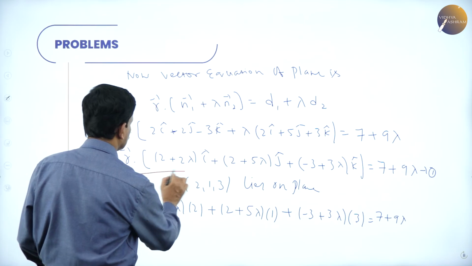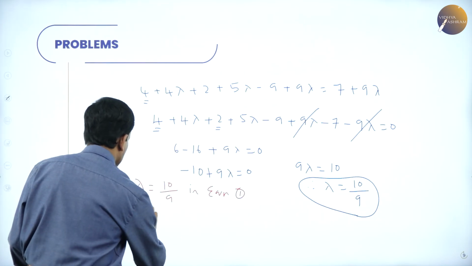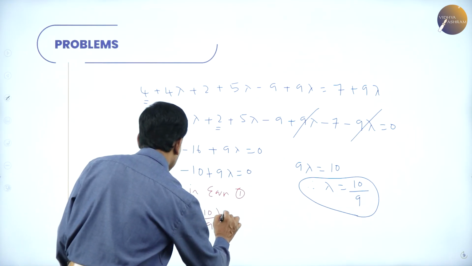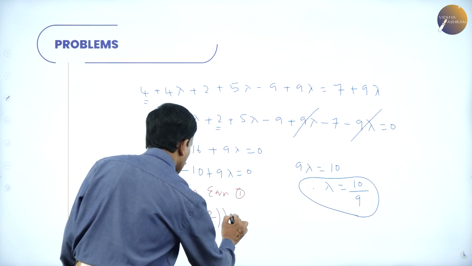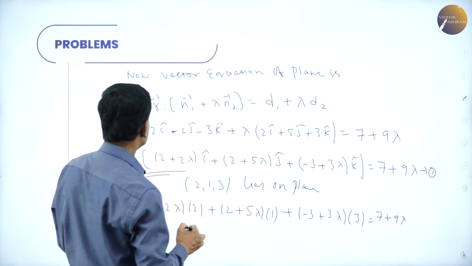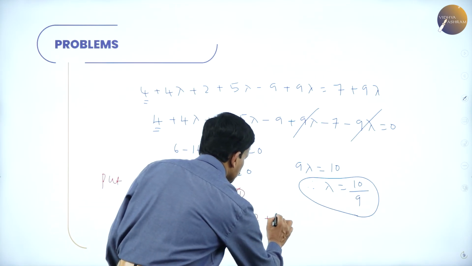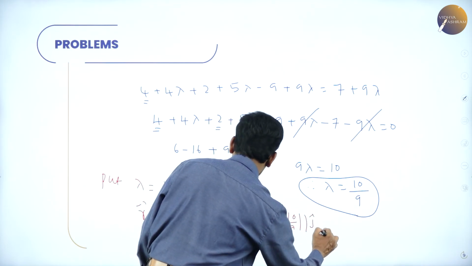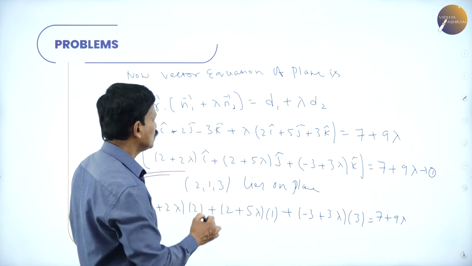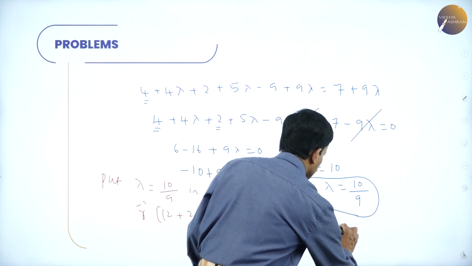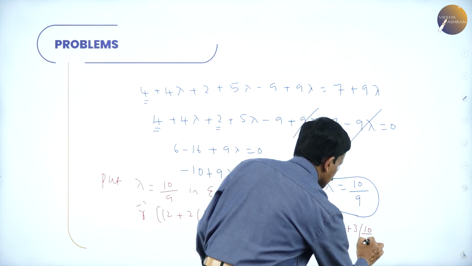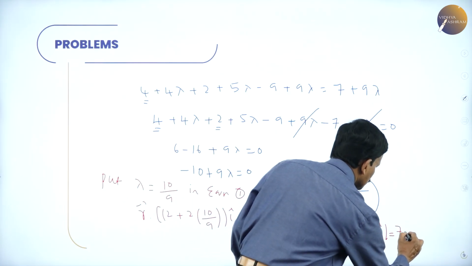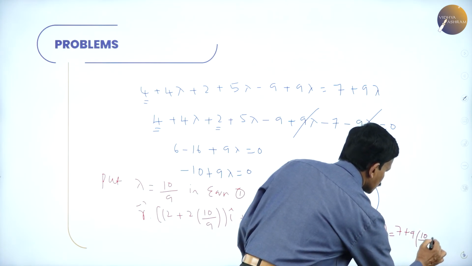R dot (2 plus 2 lambda, where lambda is 10 by 9) times i, plus (2 plus 5 lambda, where lambda is 10 by 9) times j, plus (minus 3 plus 3 lambda, 3 into 10 by 9) times k, is equal to 7 plus 9 into lambda, which is 10 by 9.